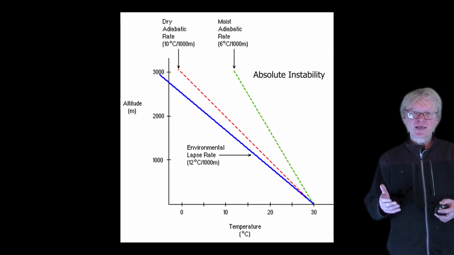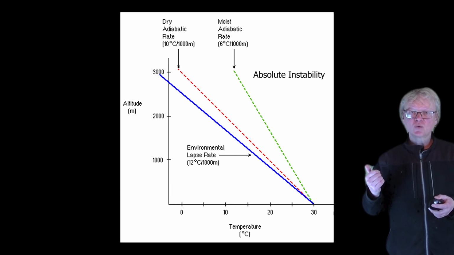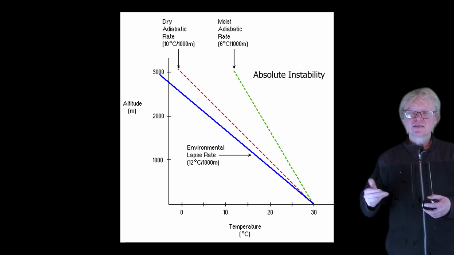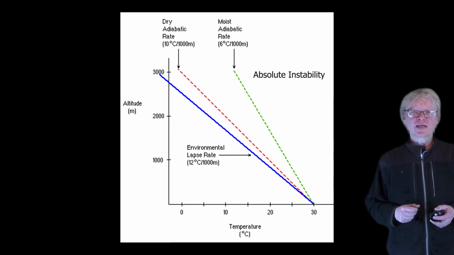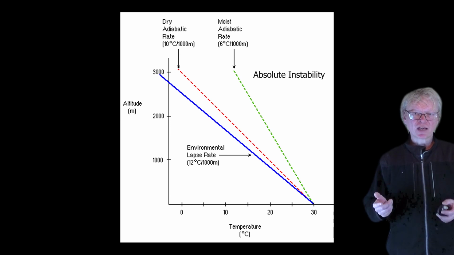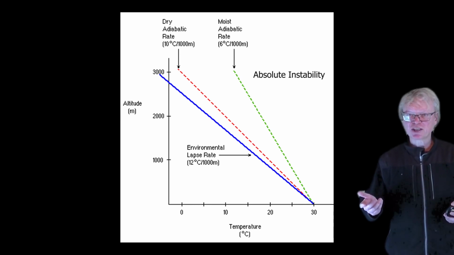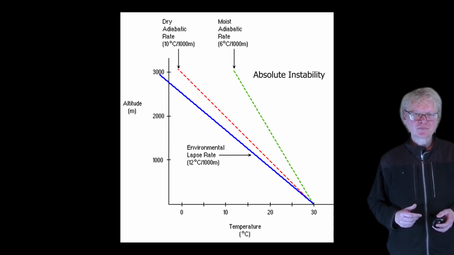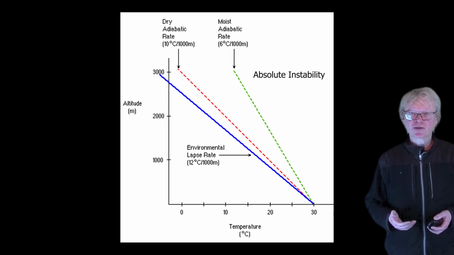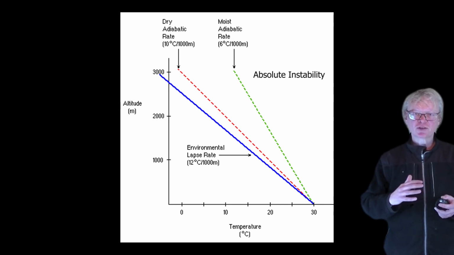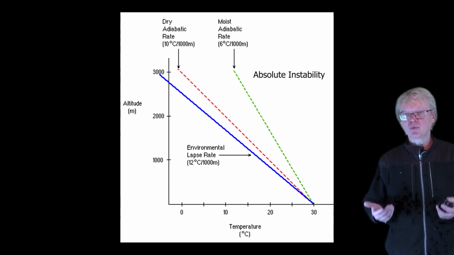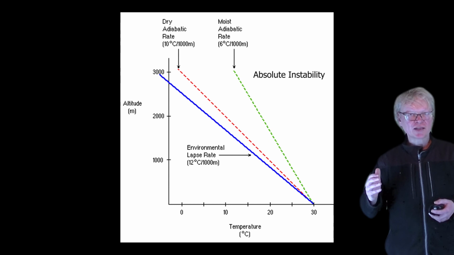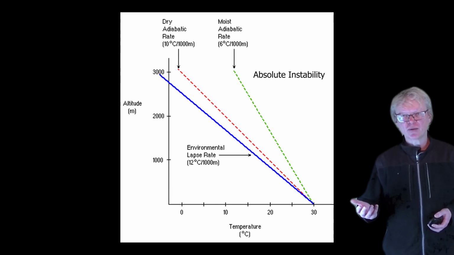Absolute instability is when the dry and wet adiabatic lapse rates are lower than the environmental lapse rate. So the environmental lapse rate there, in this particular location, remember I said, the environmental lapse rate can change depending on the location. So the environmental lapse rate here is 12 degrees per kilometre, so every kilometre it's going to reduce by 12 degrees, but the dry and moist adiabatic lapse rates are less. So they will cool more slowly and so will stay warmer than the environment.